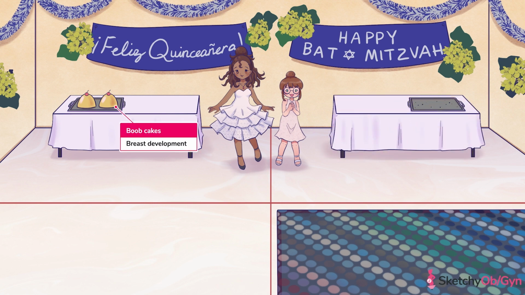Breast development is represented by these boob-shaped cakes over on the left side. A lack of breast development is represented by the quadrants on the right underneath this empty cake platter. The reason we note breast development is that it's a surrogate for whether or not there's estrogen, since that's the hormone that causes breast tissue growth.